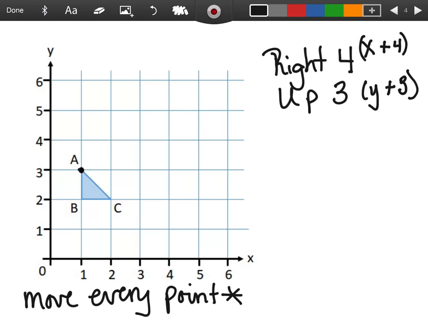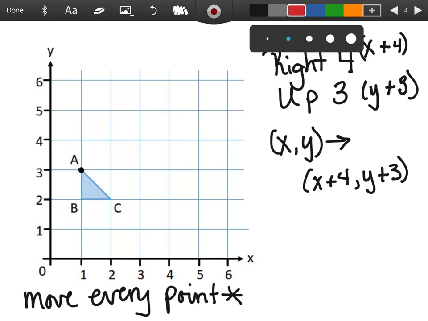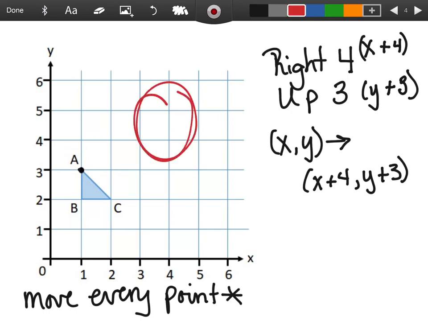So if I had to draw or write my rule, it would be (x, y), and then my arrow, and I'm going to write it underneath it so there's more room. (x plus 4, y plus 3). So I am assuming then that my triangle is going to go to the right and up, and it should land somewhere in this area right here.